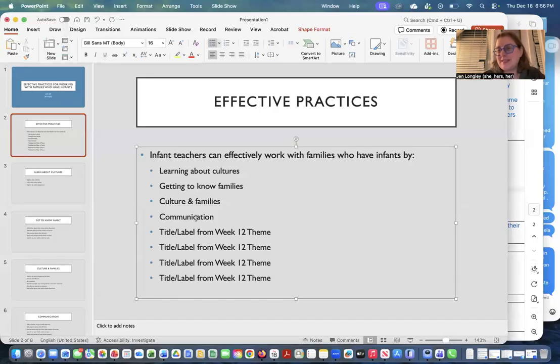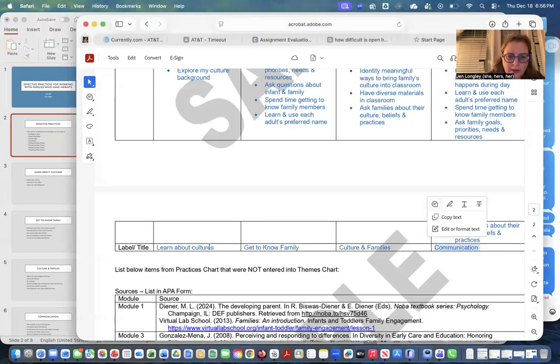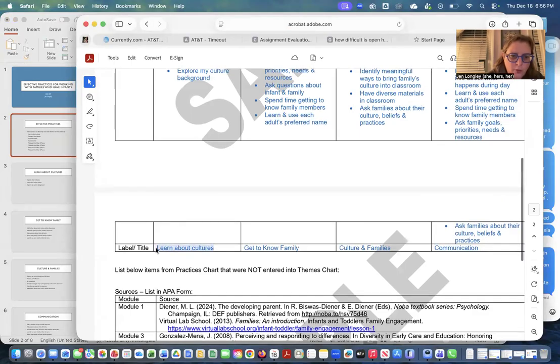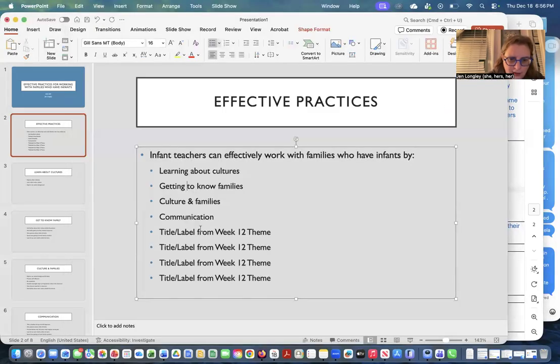Now you're going to do the same thing with your week 12 chart. Remember, that was my week 5 chart. So, what is the title and label for your week 12 chart? You're going to copy it from your week 12 chart and put it here. So you're going to have basically 8 themes here, right? Because these are your themes or your categories from your charts.